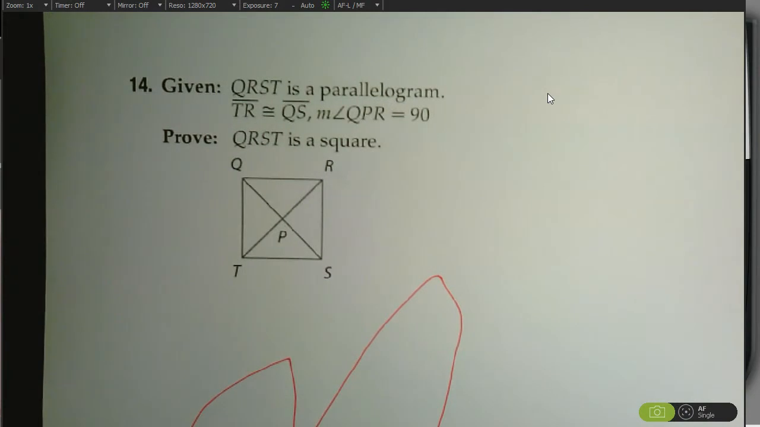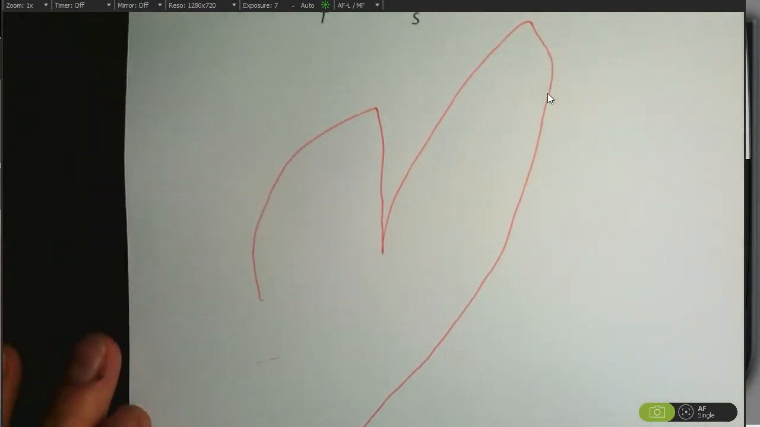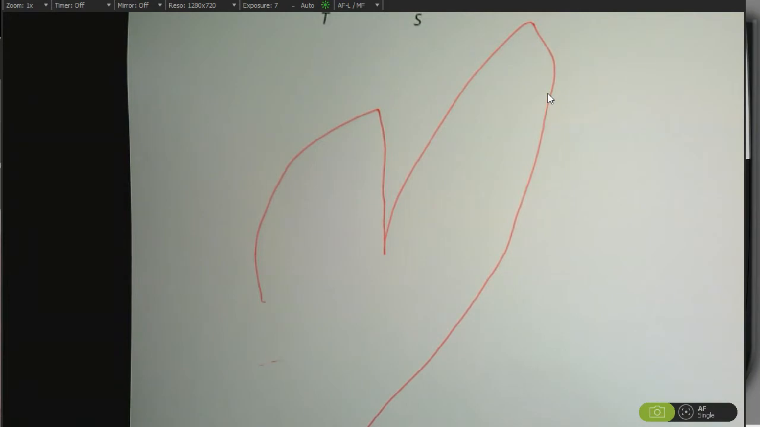Oh, first of all, my daughter got to this before I was able to stop her, and she was drawing me a heart. So I thought I'd keep it, and that's what my daughter decided to draw for me on these problems.